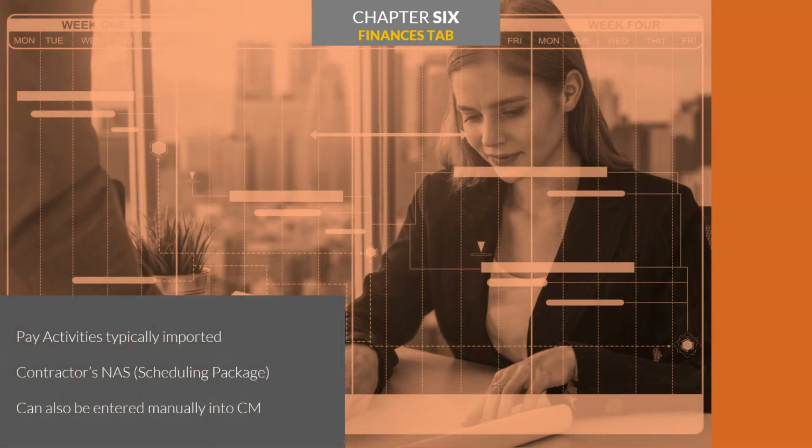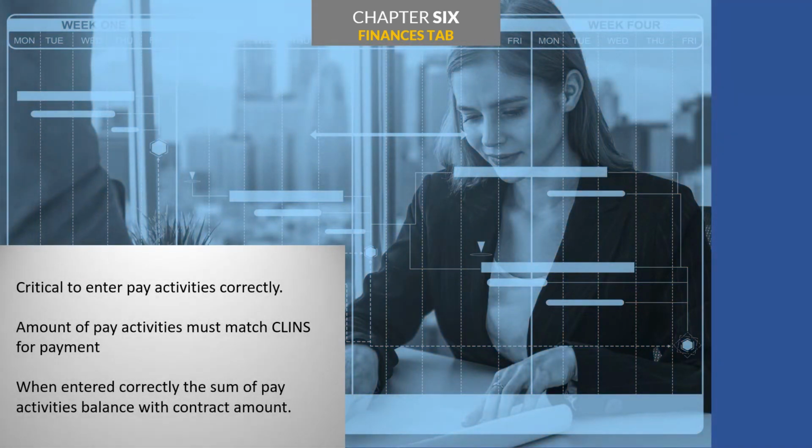Finances are tracked with pay activities entered manually or imported through a standard data exchange format file with a program like Primavera. These pay activities are associated with financial values that are paid out upon completion. Because pay activities are used to pay out the contract, it is critical to enter pay activities correctly. Payments cannot be completed unless the total amount of pay activities matches the CLINs, which match the contract amount. When everything is balanced, the sum of the pay activities will balance out with the contract amount.